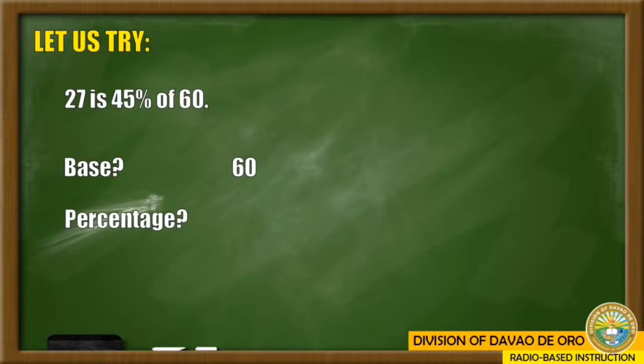How about percentage? Percentage is the part of a whole or the smallest number. Very good. 27. And what is our rate? Very good. 45%. So we applied our tip because our rate is not more than 100%. Very good.